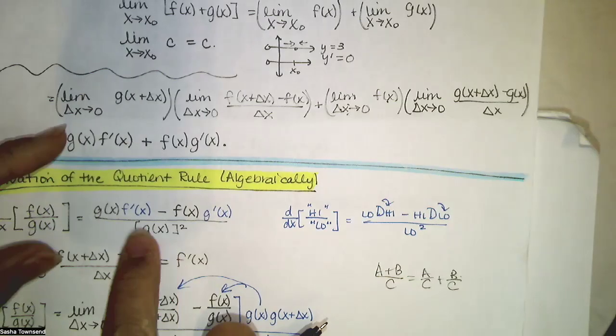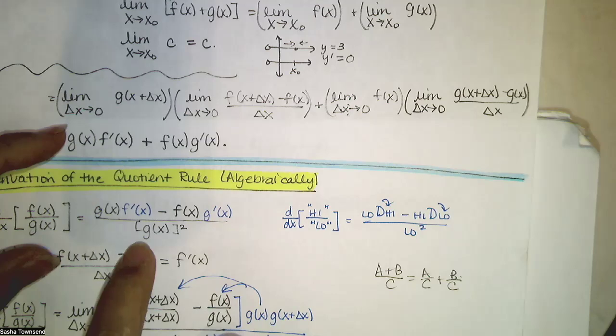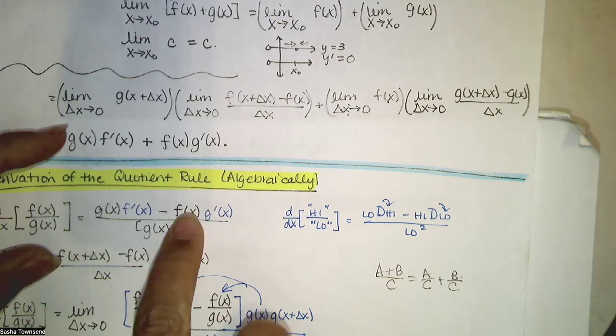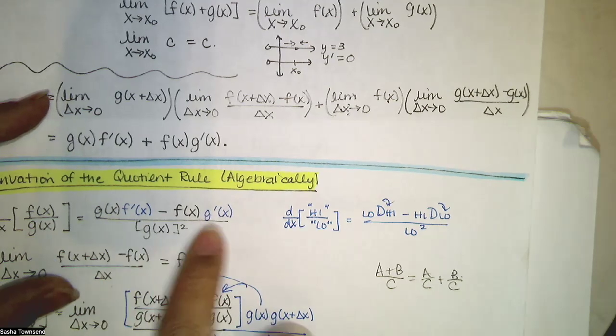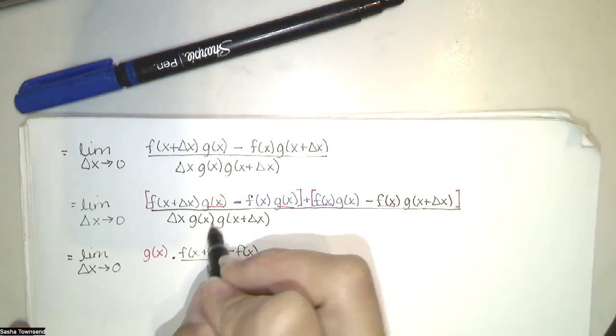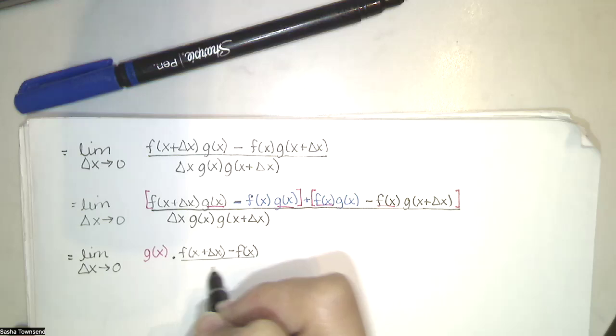Now I know we could reduce the g of x's, but we don't want to do that because notice in our quotient rule, we've got that g squared in the denominator, and I have a g here. You could have taken this and divided by the g squared and simplified, but we never do that. We always write that quotient rule as an actual quotient at the end. So I'm going to keep this g of x times g of x plus delta x in the denominator.